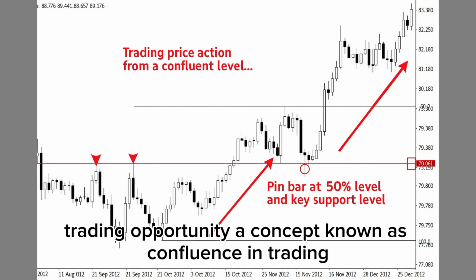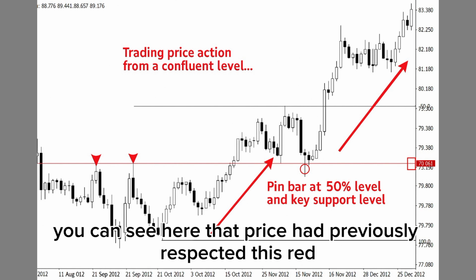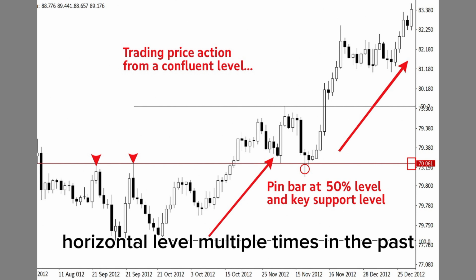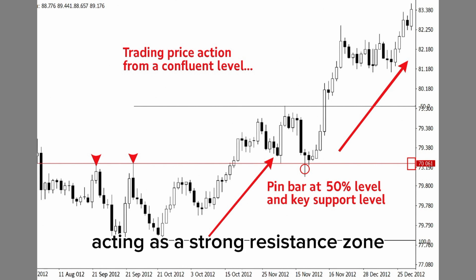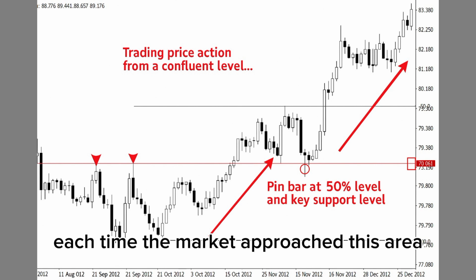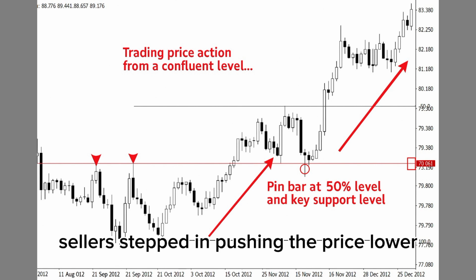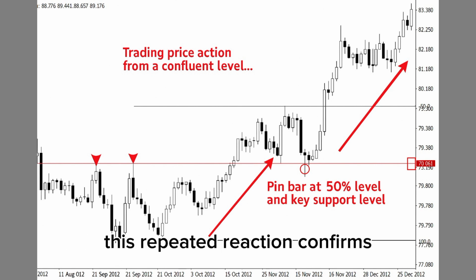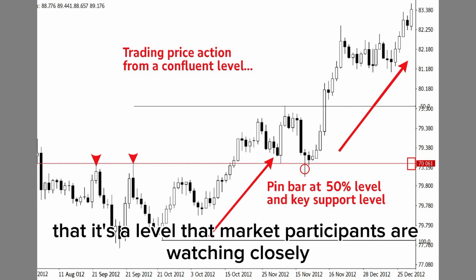a concept known as confluence in trading. You can see here that price had previously respected this red horizontal level multiple times in the past, acting as a strong resistance zone. Each time the market approached this area, sellers stepped in, pushing the price lower. This repeated reaction confirms that it's a level that market participants are watching closely.